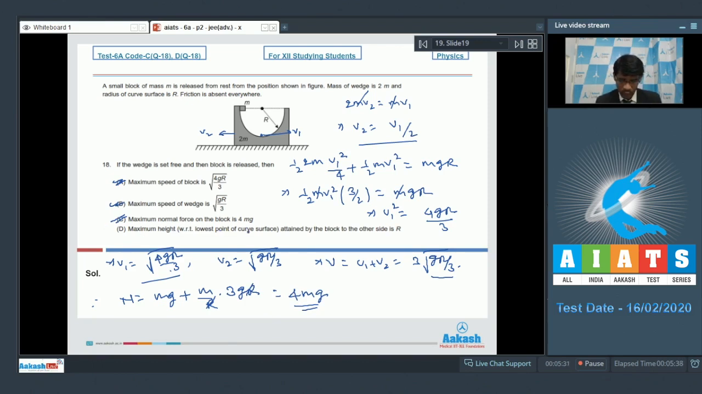Maximum height with respect to the lowest point of the curve attained by the block on the other side. It will fall to this point and yet again it will rise to the same level, and by the time it rises to this height, it will have velocity 0 and the wedge shall also have velocity 0. That means it will keep on oscillating this way and the wedge will keep on oscillating this way. So the maximum height reached by this block on the other side is definitely r. So for question number 18, we got all the answers as correct answers.